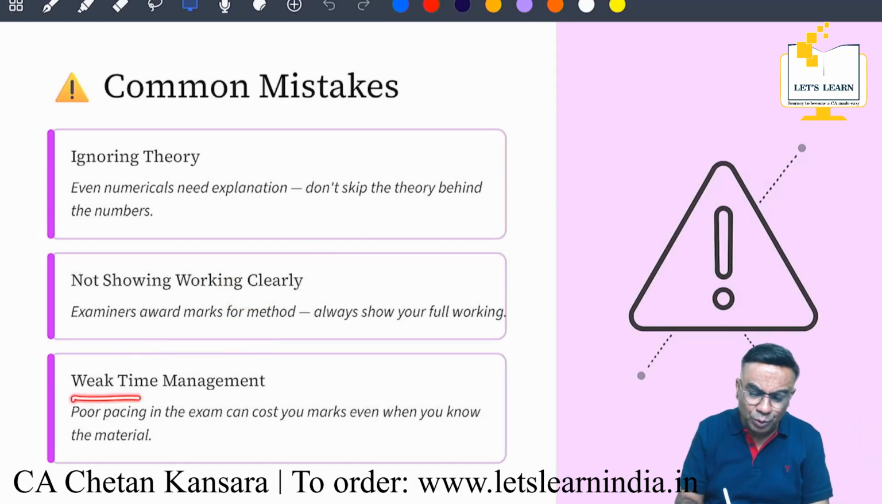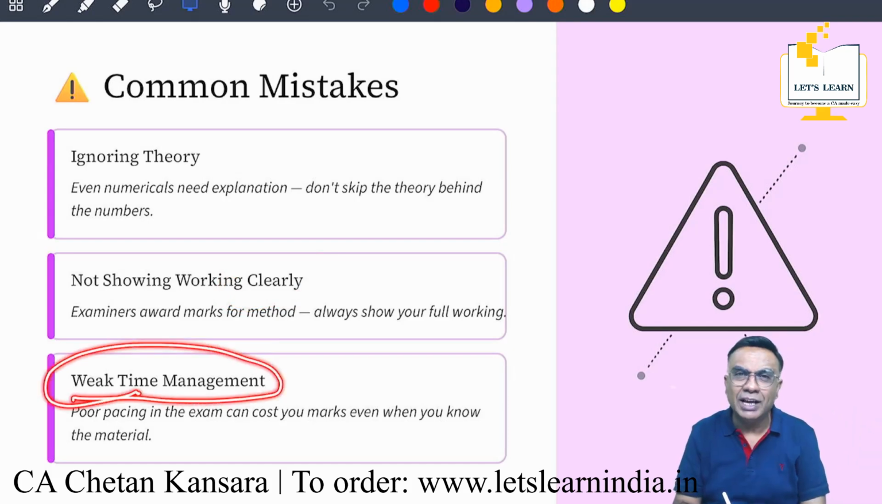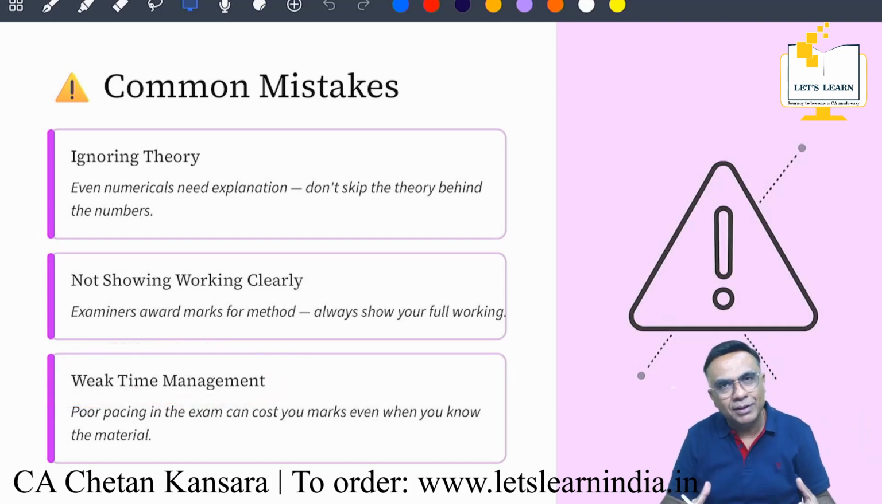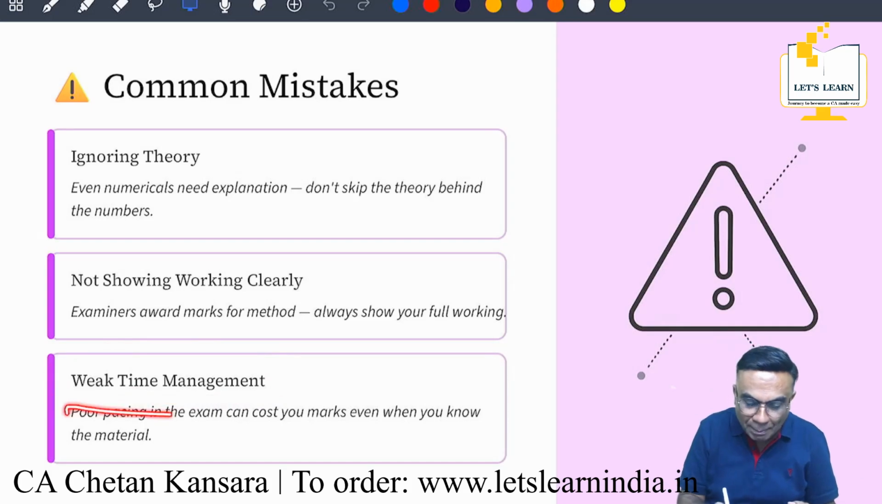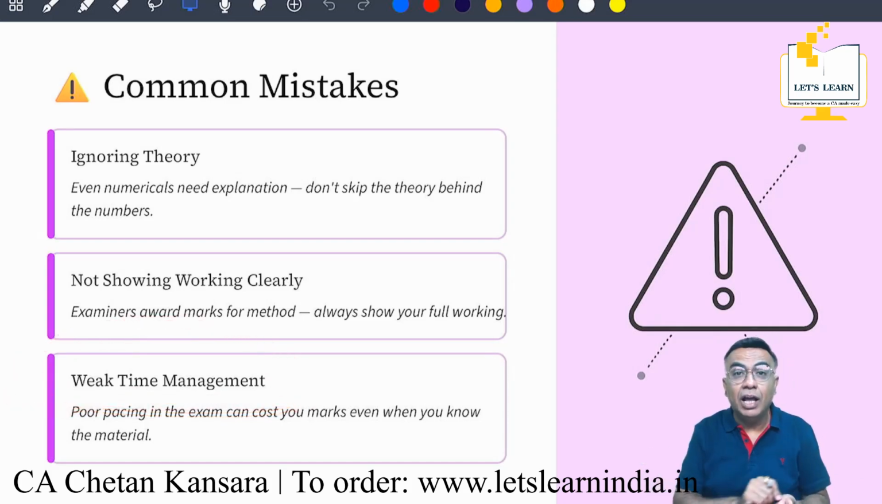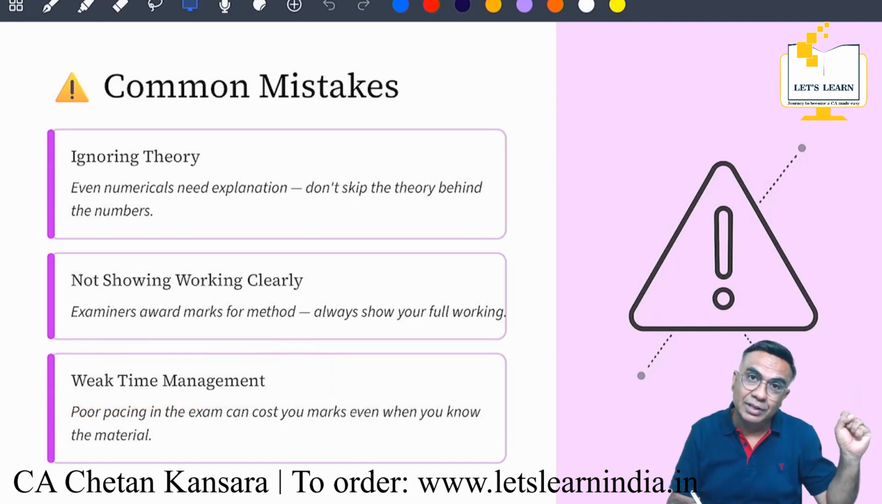And many students have a time management problem. They cannot cope with the paper. So how to manage this? Practice. Absolutely, there is no other option. You cannot solve an FM question just by reading it. You need to practice. If you practice, you will be able to solve the questions fast, and you'll be able to cope with time management in exams.